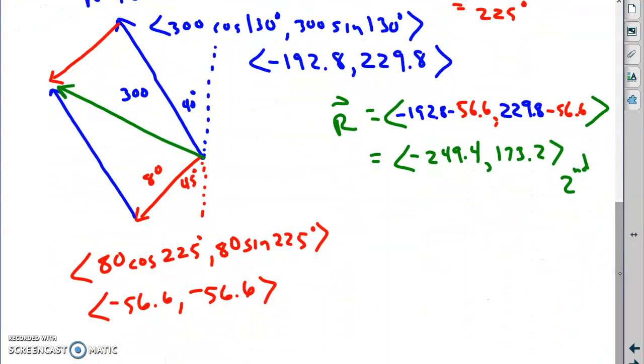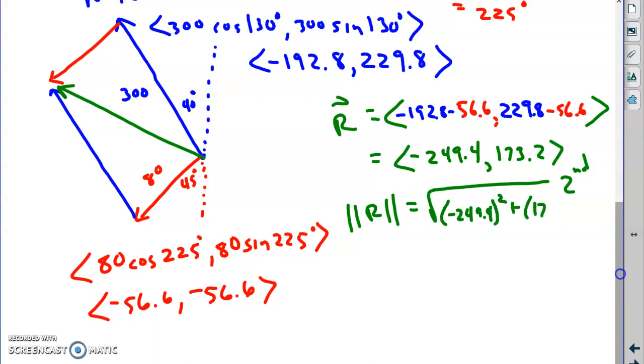So how do we find the resultant's magnitude? Tool we've had for a couple days now. Negative 249.4 squared plus 173.2 squared. Add them up and square root. The actual ground speed of the plane is 303.6 miles per hour. So what did the wind do? It sped the plane up about 3.5 miles per hour. Knocked it off course too.